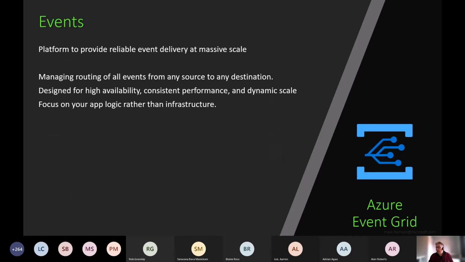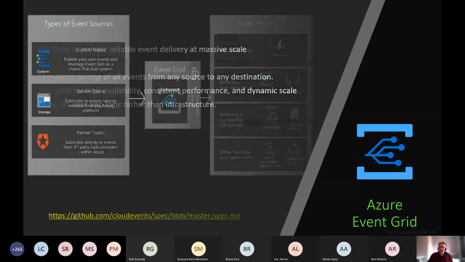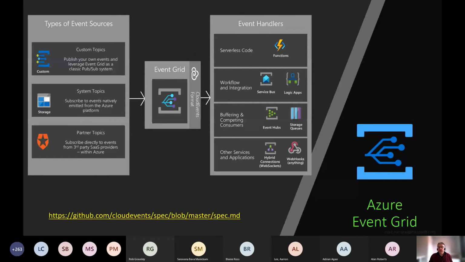And then the last one is the Azure Event Grid. This is a platform to provide reliable event delivery at scale. If we look at the next diagram, we can see the Event Grid is in the middle, and then we have the concept of sources and event handlers.